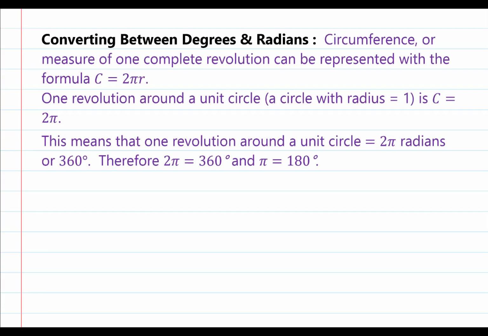We should now be able to convert between degrees and radians since both are ways to measure angles. Circumference, or the measure of one complete revolution, can be represented with the formula capital C is equal to 2 times pi times r.